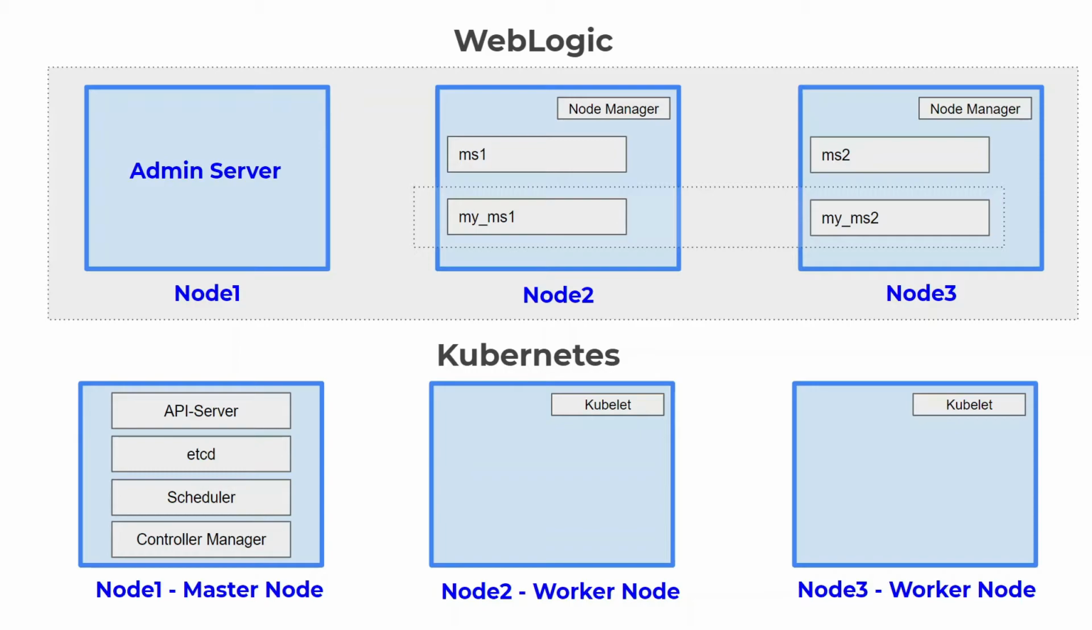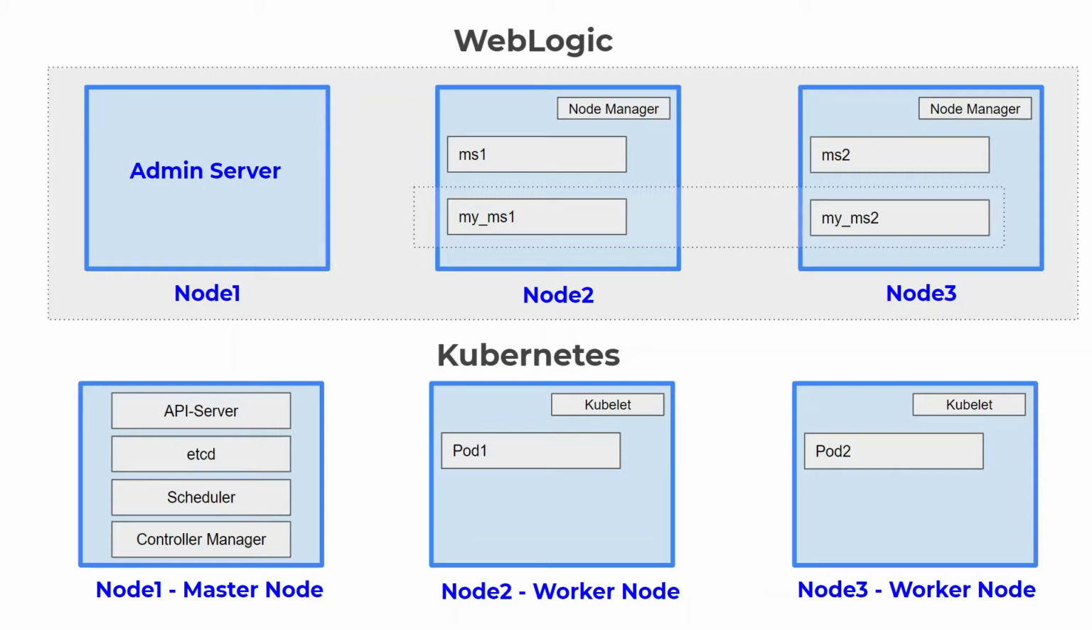So a kubelet is similar to a node manager. The worker nodes host the pods. The pods can be compared to managed servers in WebLogic. We discussed earlier that the managed servers in WebLogic are simply Java virtual machines. Similarly, a pod can contain one or more containers. Usually only one container, but you can have more than one container. The containers in turn host the applications that are eventually accessed by the end users.